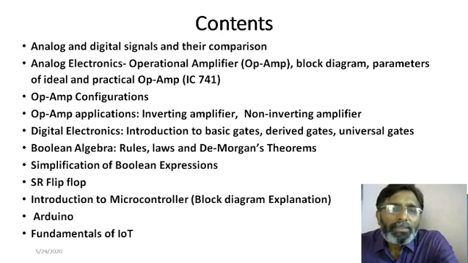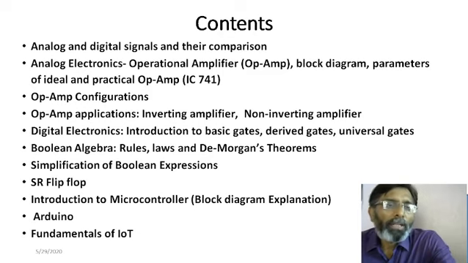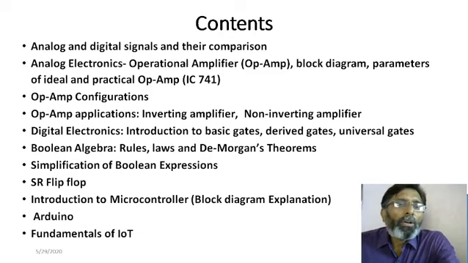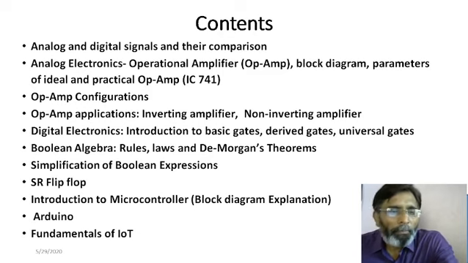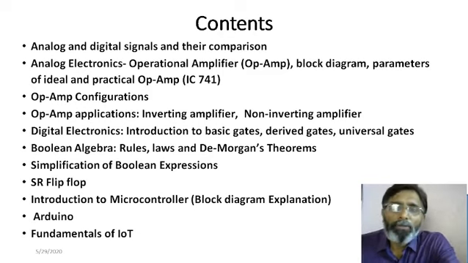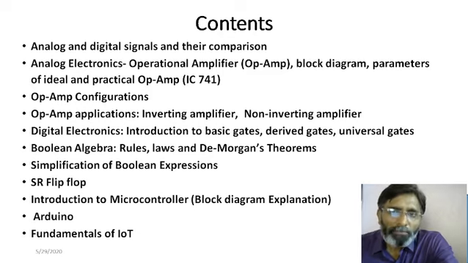So, let us see what are the contents of this particular unit. We are going to study what is analog and digital signal, and we will see their comparison. Then what is analog electronics? In that we are going to study one analog electronic circuit, that is operational amplifier, the details about that, how it is implemented, how it works, and what are its applications. So, we will be studying a few applications.